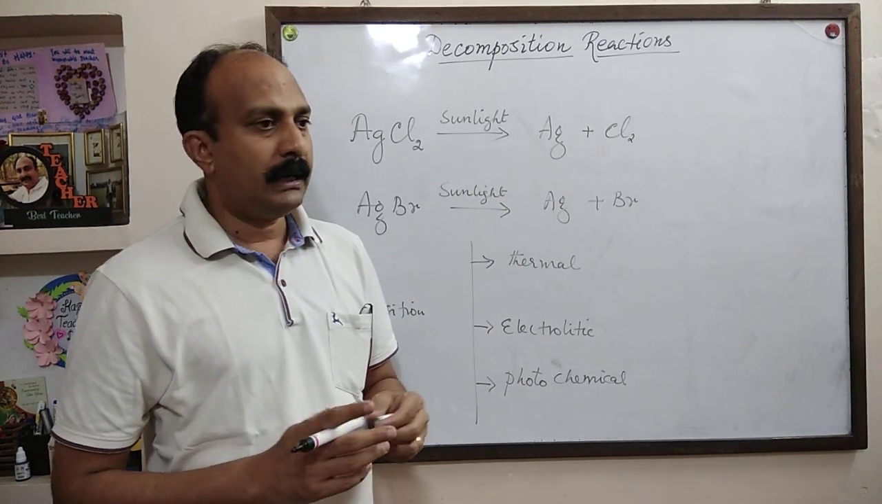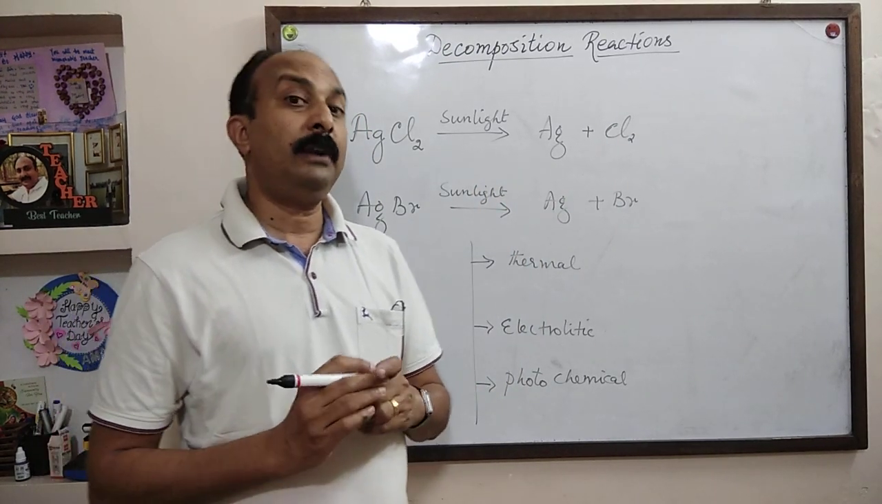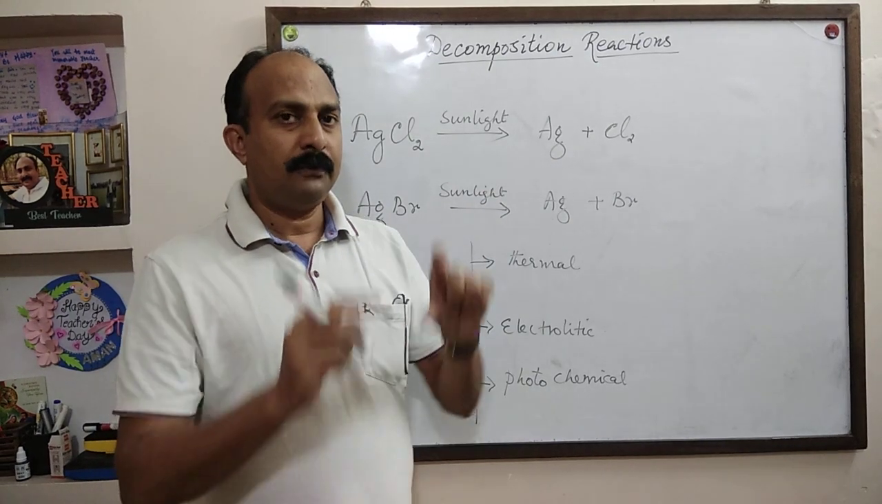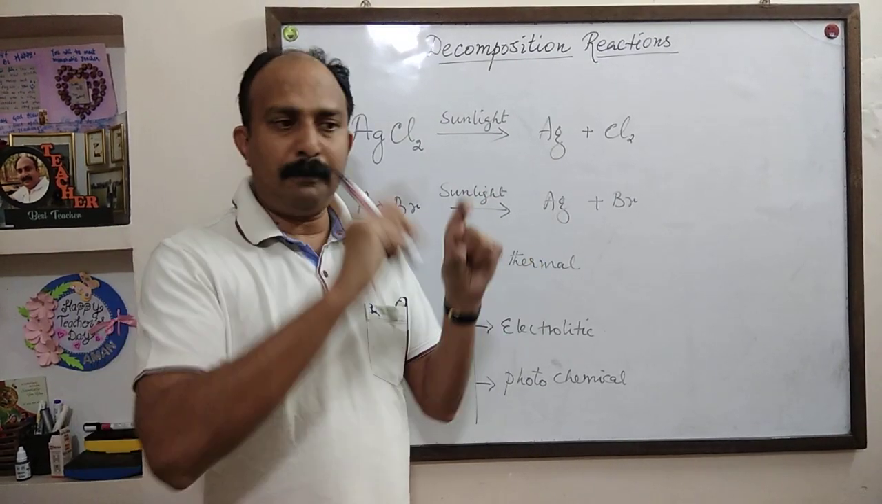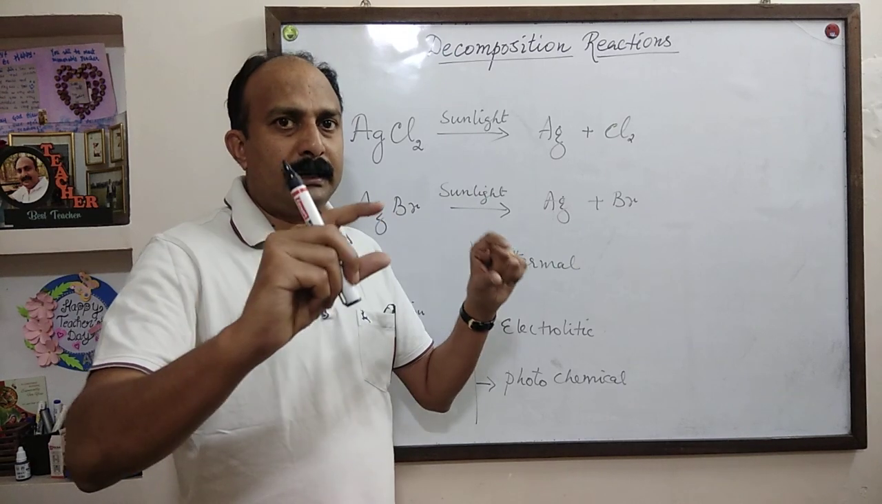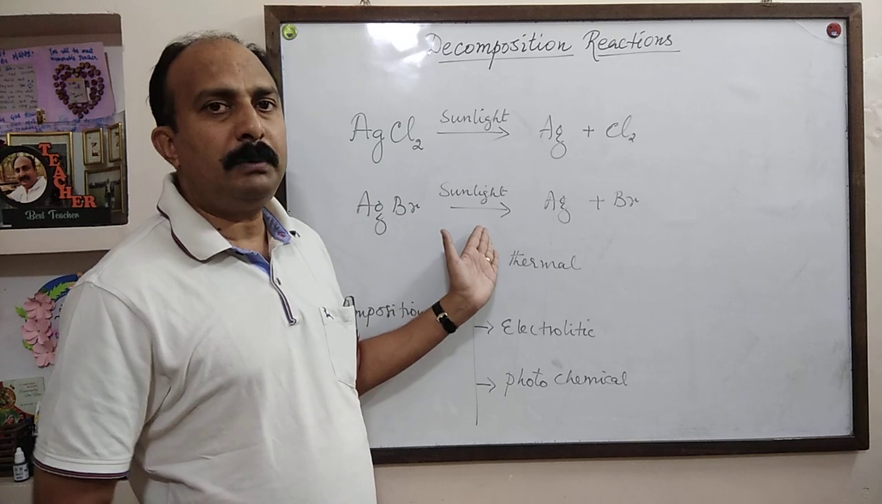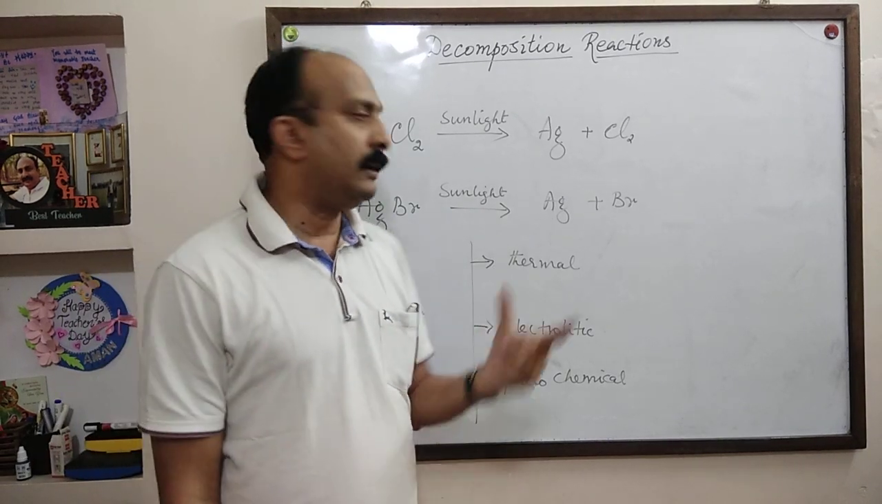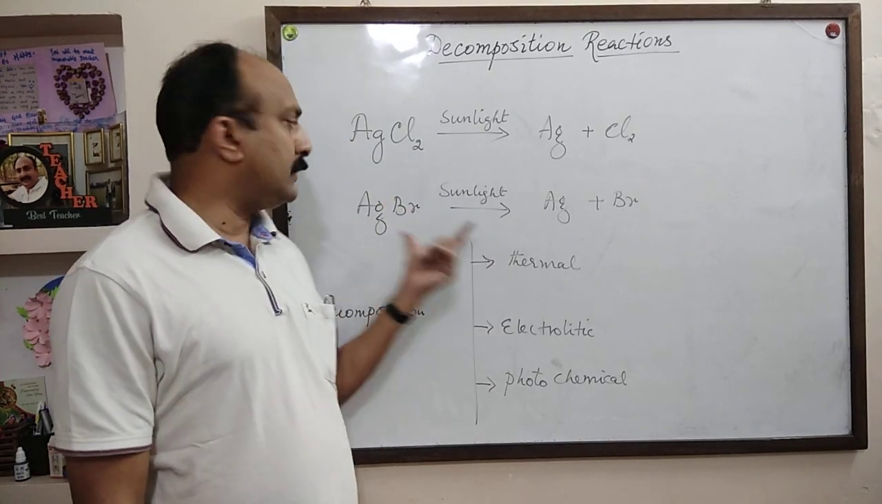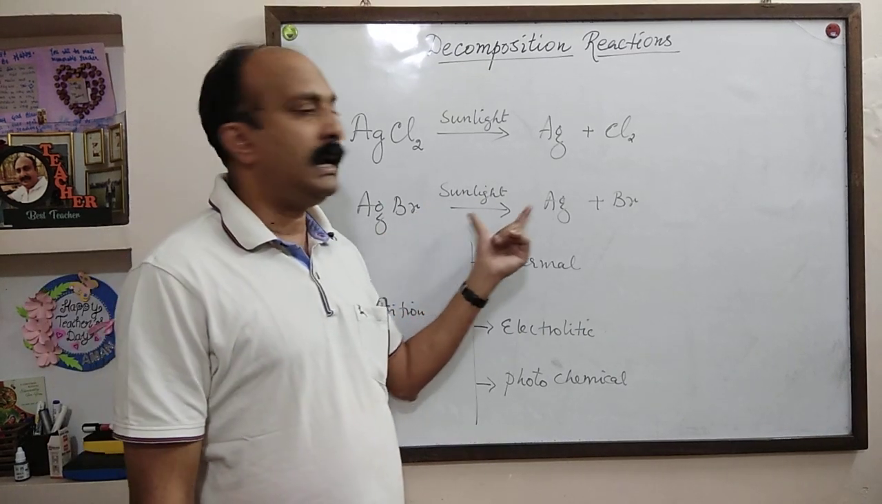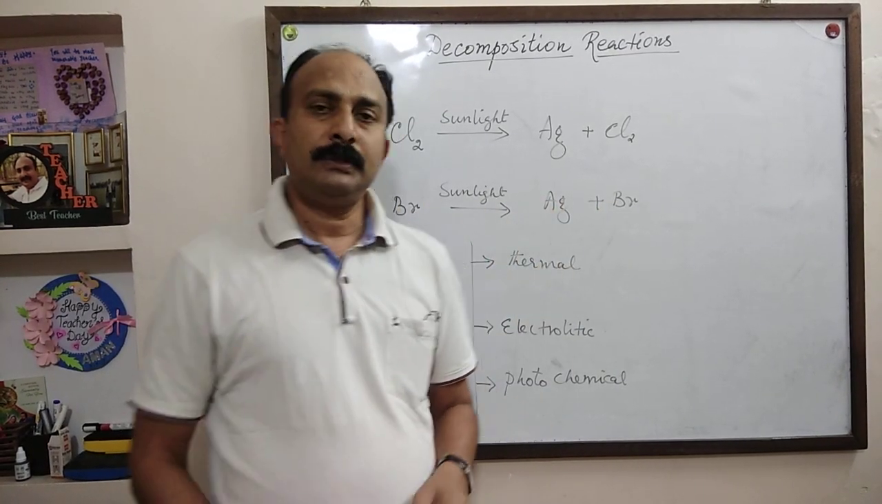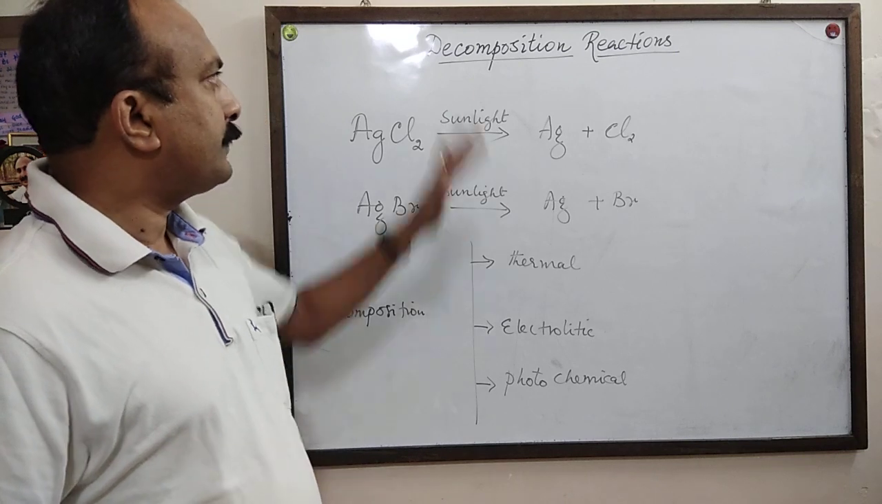This is the technology behind black and white photography, the old ones, where we were using photographic film behind, and then that film was taken out and washed. So the basic principle of that black and white photography is the decomposition of silver bromide by sunlight into silver and bromine. So I think the points are clear to you.